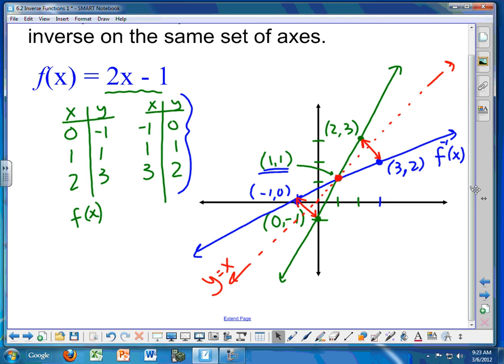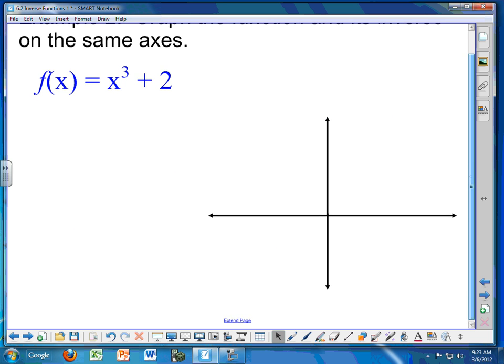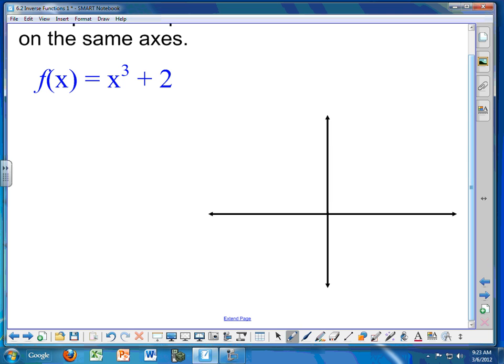Let me move down to another one. I believe it's on the next page here. Here we go. We're going to graph this function and its inverse, x cubed plus 2. We know what x cubed looks like. That's this function that kind of comes up this way and down this way. We'll draw that, but we're going to move it up 2 units. So I won't draw the root graph. I'll just draw the final graph at 2.